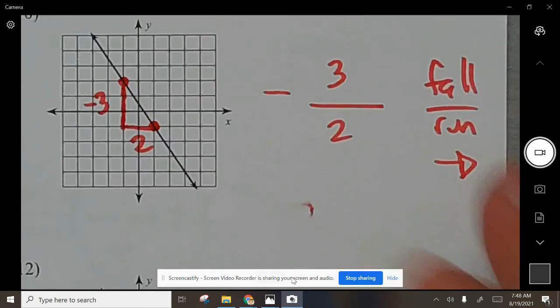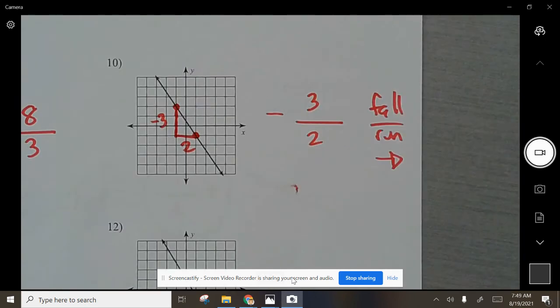Okay? Do the best you can with this, guys. I know it might be a little difficult, but don't worry. We're going to review it tomorrow as well.